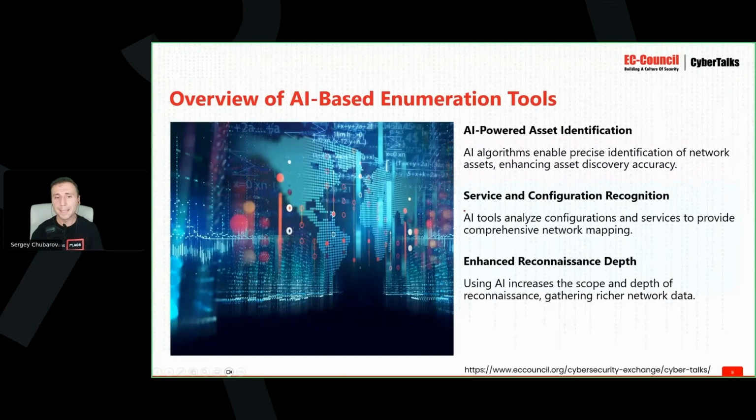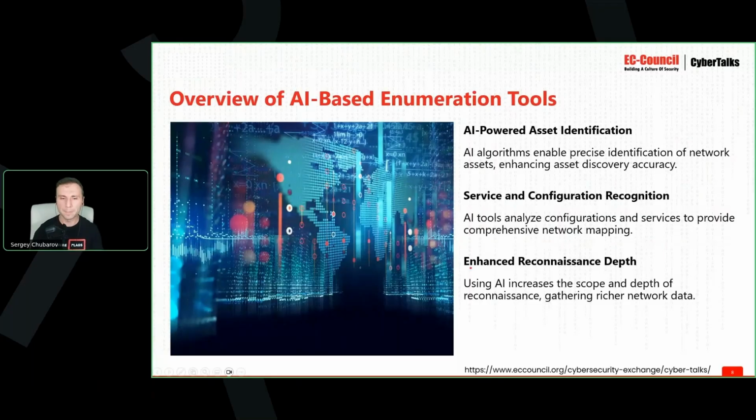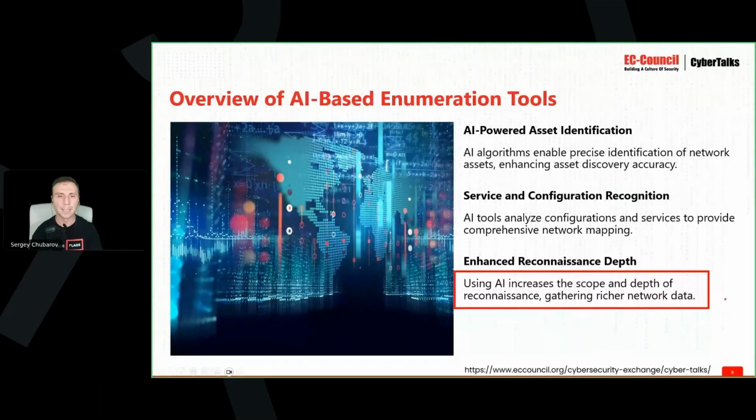So find out services. So service and configuration recognition. AI tools analyze configurations and services to provide comprehensive network mapping. And with AI, we can also increase the scope and depth of the reconnaissance by gathering more information, information that can go deeper.